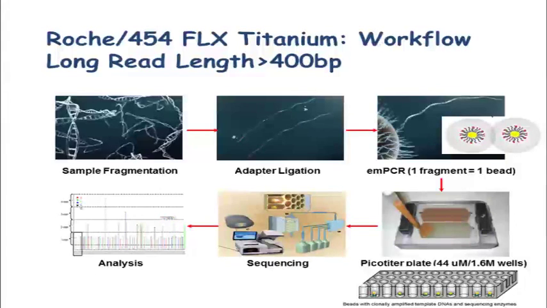After emulsion PCR, the emulsion will be broken. The products are loaded onto the picotiter plates. On these plates, there are millions of little wells. Each well only allows one bead to sit in, and this will go on to next generation sequencing.